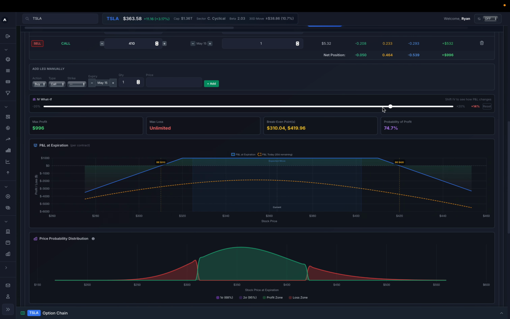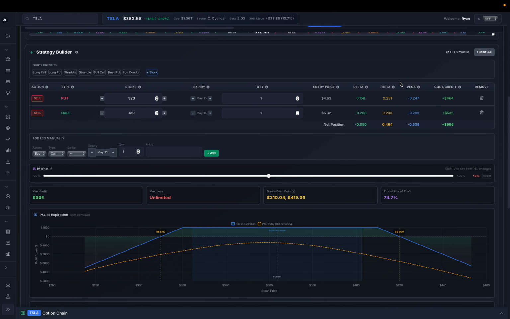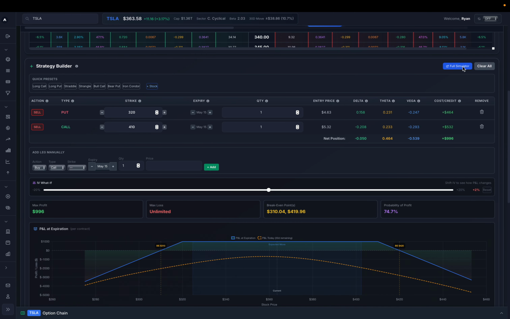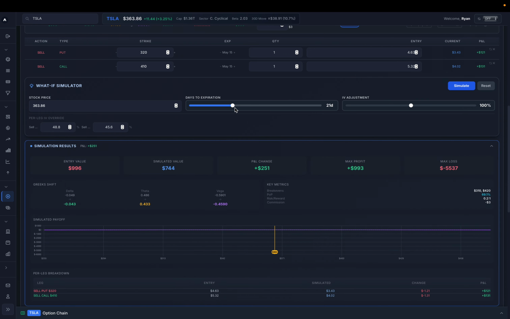This is the start of the strategy builder, and we can also send this to a full simulator. If you want to do that, you click full simulator. And then within this, you can see your legs have preloaded and pre-populated there. And then you can better simulate what it is you want to do. We'll go through this in more detail in a separate video, but essentially you can reduce your days to expiration down, and you can see how the P&L changes and that theta takes effect as you click the days to expiration. You can also adjust the IV.